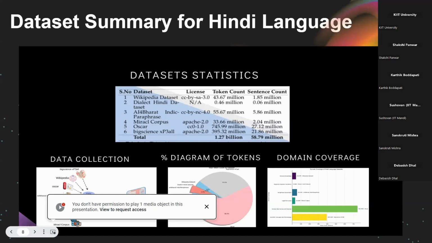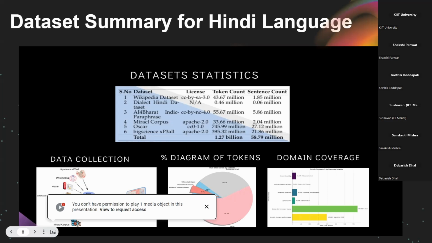So after that we can use the Miracle corpus. It contains 33.66 billion tokens. It totally depends on understanding of Indian languages across various domains and linguistic styles. And the Oscar dataset is a massive dataset with 74,500 million tokens, and it totally depends on the dialectic chains and thematic contents.